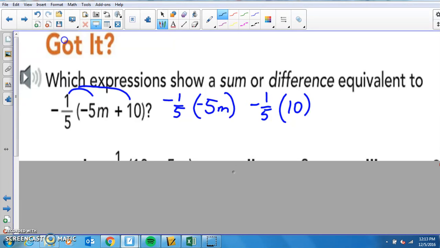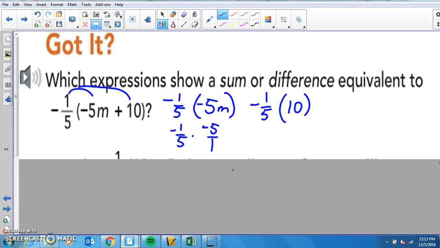Now, this is where I just want you to recall some things. We talked about multiplying a fraction times a whole number. You have several options. We can take the negative 1/5 and multiply it times this negative 5 by putting a 1 under it and making it a fraction and multiplying straight across. Negative 1 times negative 5 gives you a positive 5. 5 times 1 gives you a positive 5. 5 over 5 equals 1, which is the correct answer.